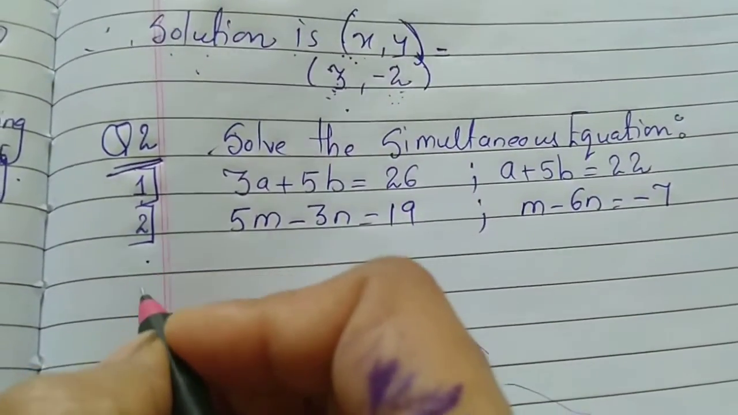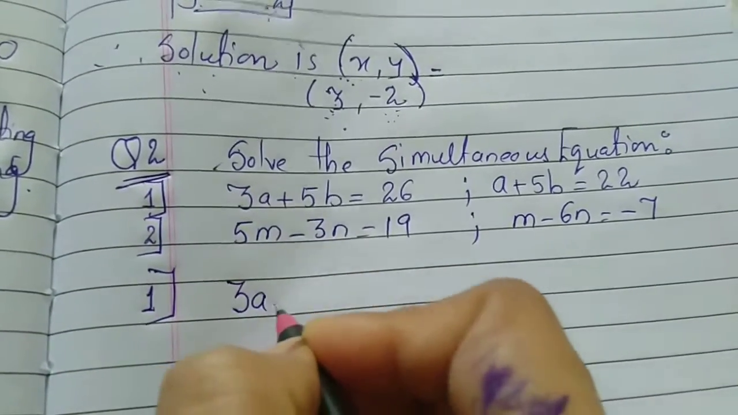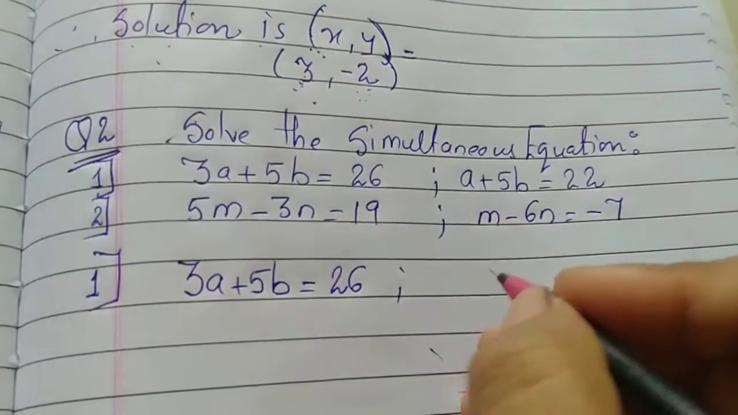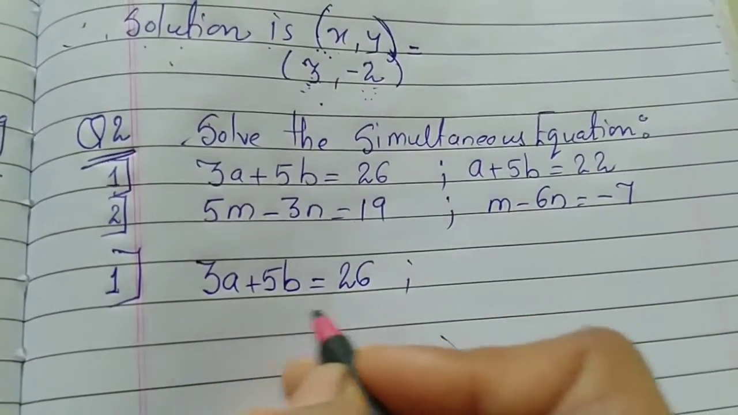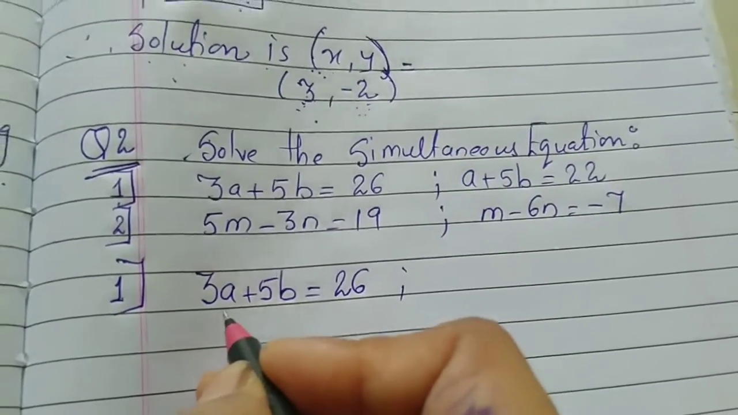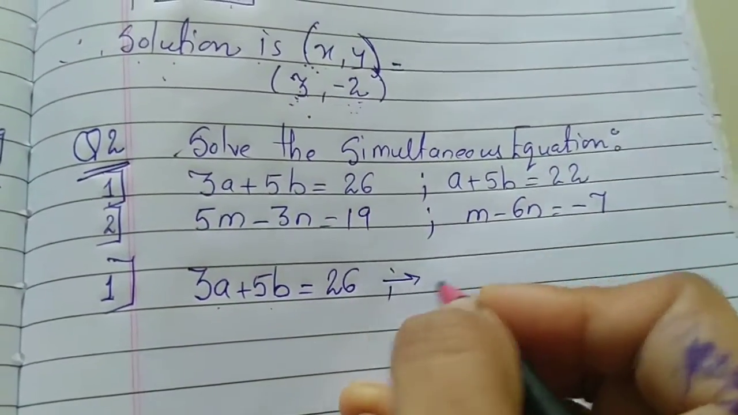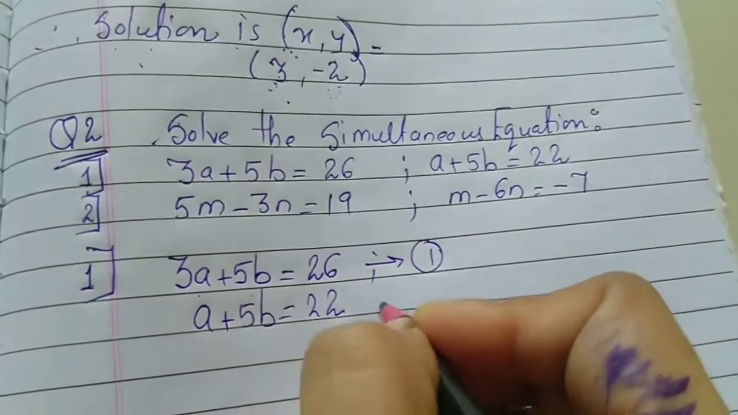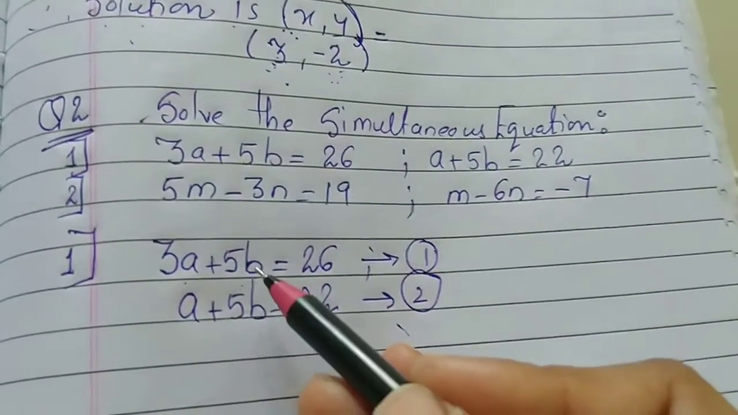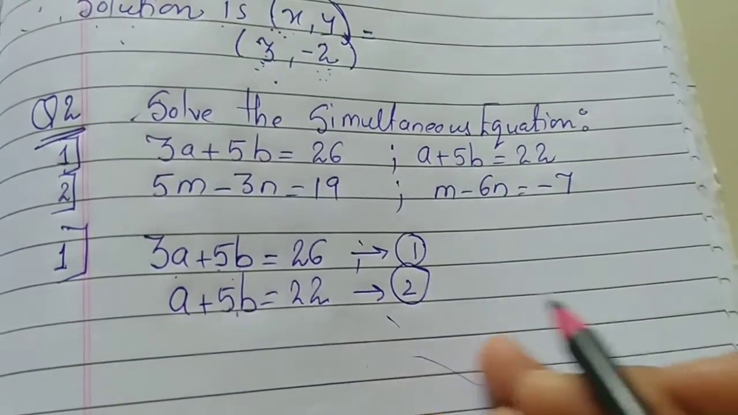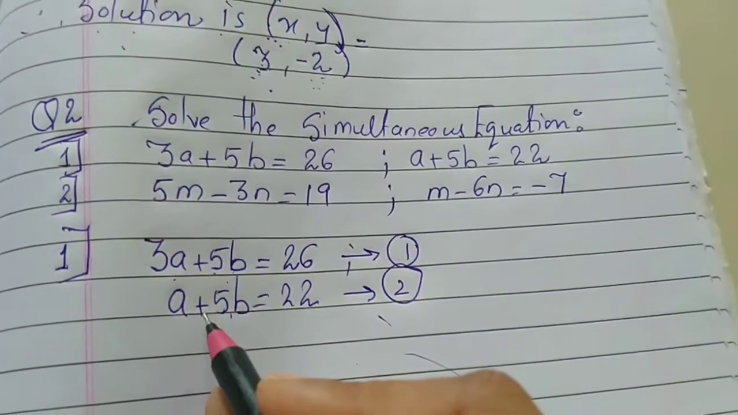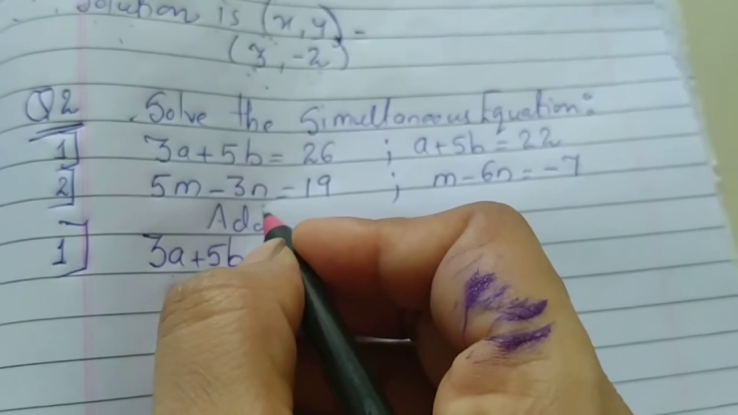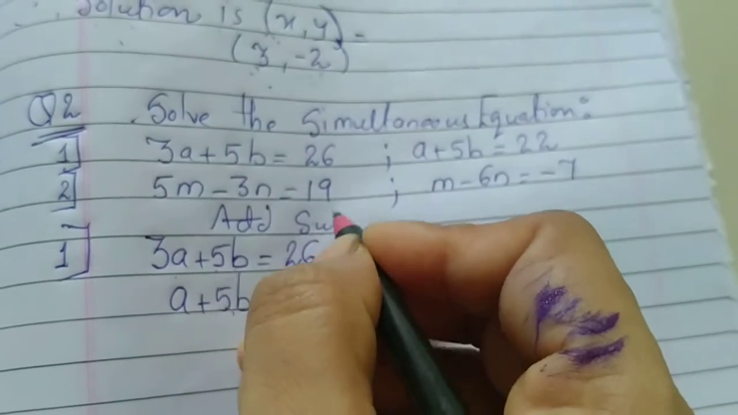Okay, so I'm starting this first sum, that is 3a plus 5b is equal to 26. Before writing the second equation, first see it is already in the correct form, a b is equal to number, so here I can write equation number 1. Then a plus 5b is equal to 22. That is my equation number 2. Now here you can see again the coefficient of b is the same, and the sign is the same. So what can I do? I have to do adding or subtracting. Yes, you will do subtracting.